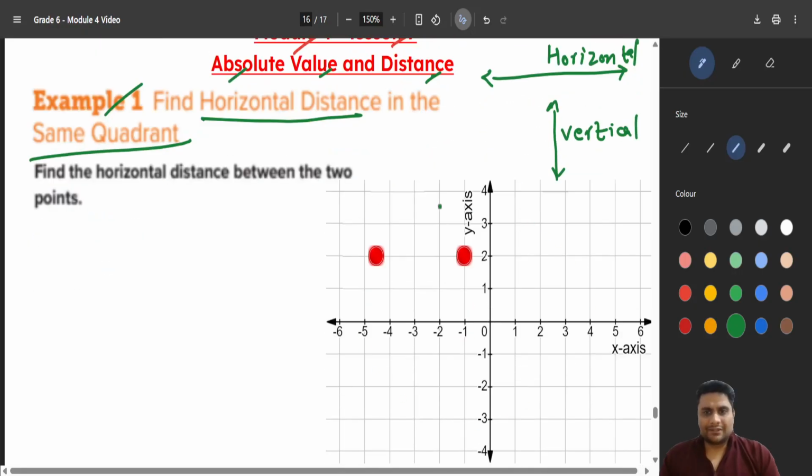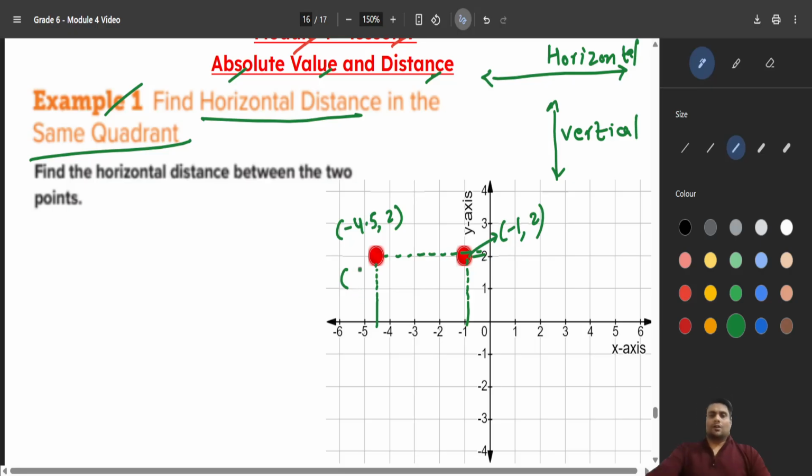Okay. Now a coordinate plane is given in which 2 points are mentioned. Correct? Let us find their location. How much in x here? This is minus 4.5. Correct? Let's write here minus 4.5. And how much in y? 2. What about this point? Minus 1 in x and in the y same 2.